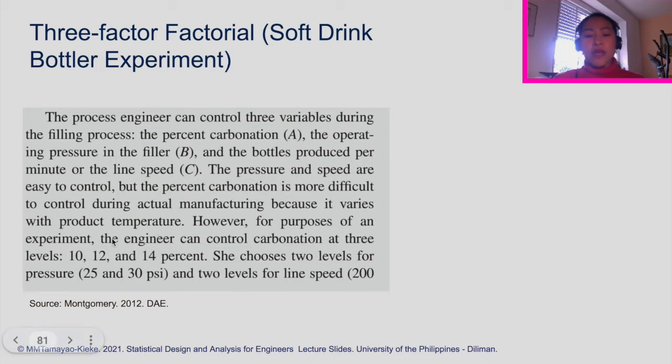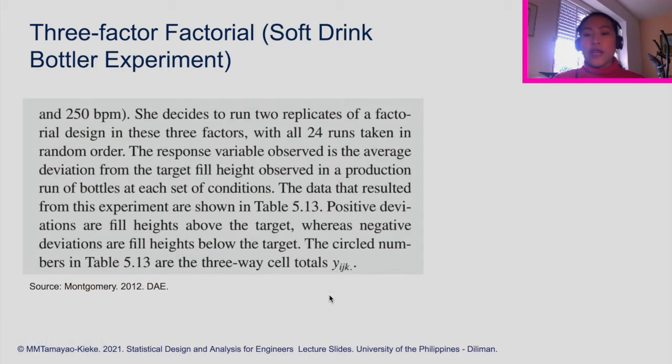However, for purposes of an experiment, the engineer can control carbonation at three levels, namely 10, 12, and 14%. She chooses two levels for pressure, which are 25 and 30 psi, and two levels for line speed, which are 200 and 250 bottles per minute. Now, she decides to run two replicates of a factorial design in these three factors, with all 24 runs taken in random order. The response variable observed is the average deviation from the target fill height observed in a production run of bottles at each set of conditions.